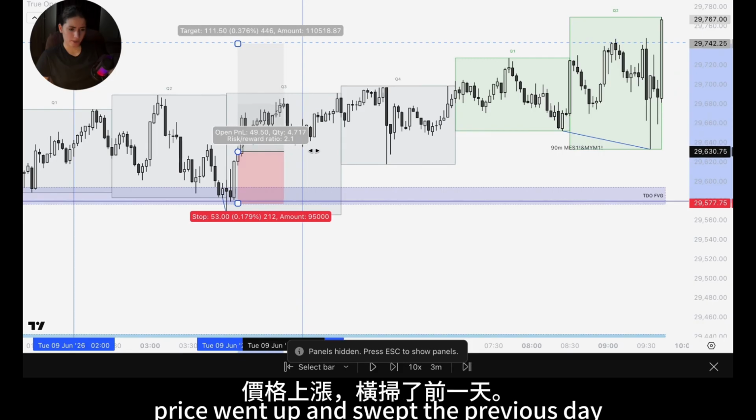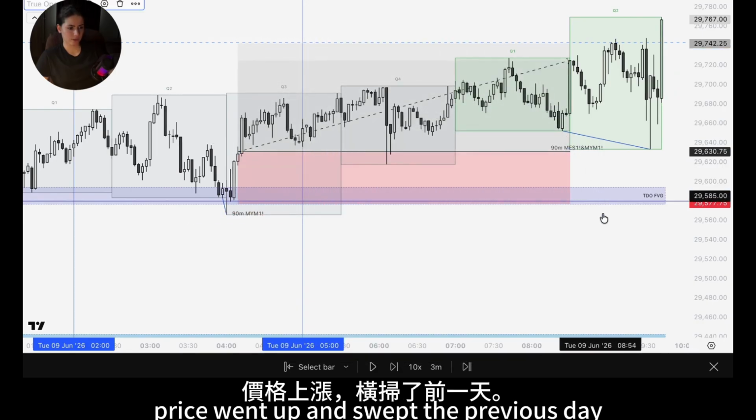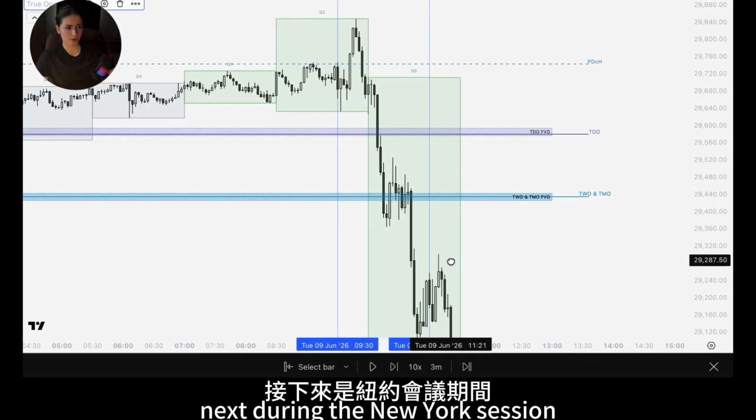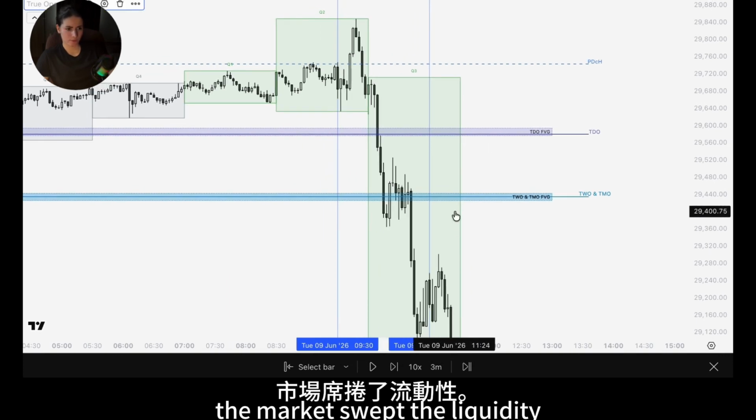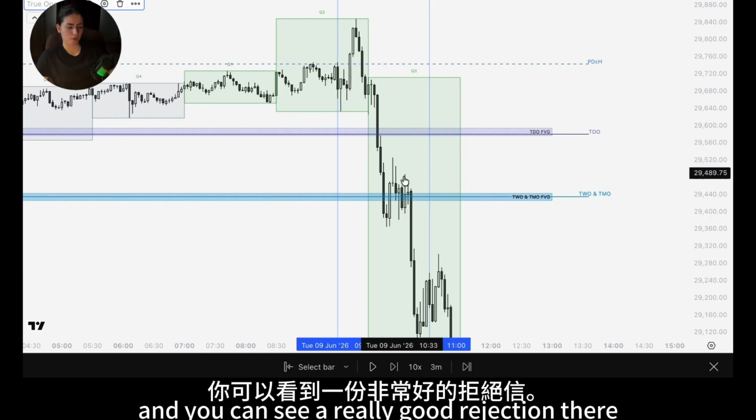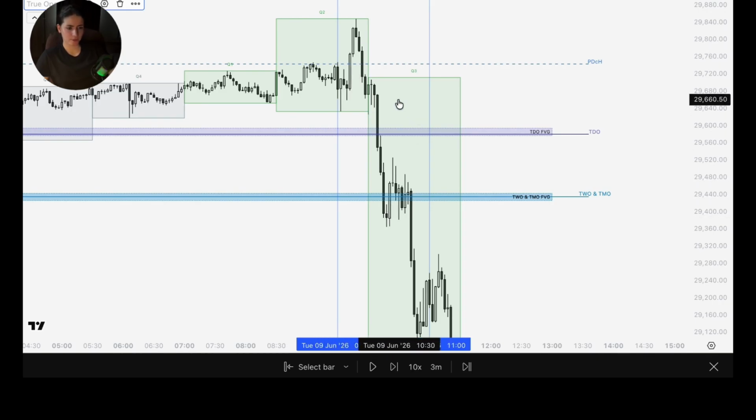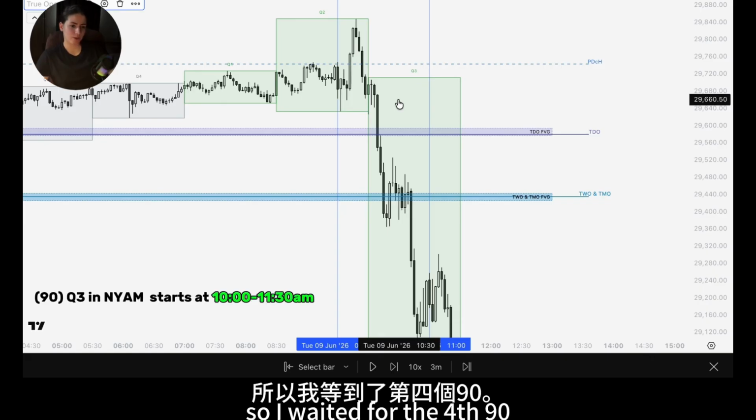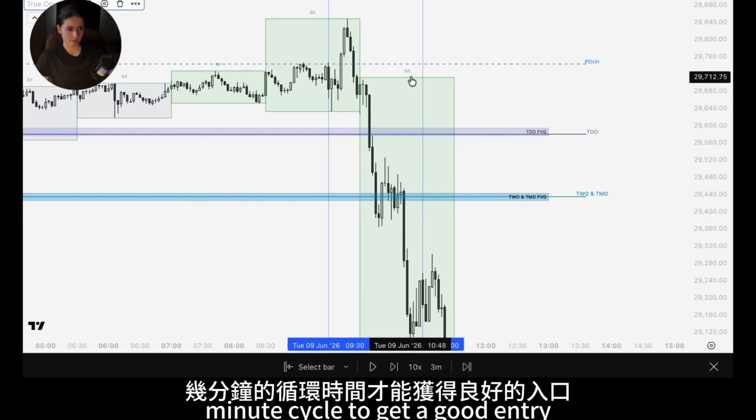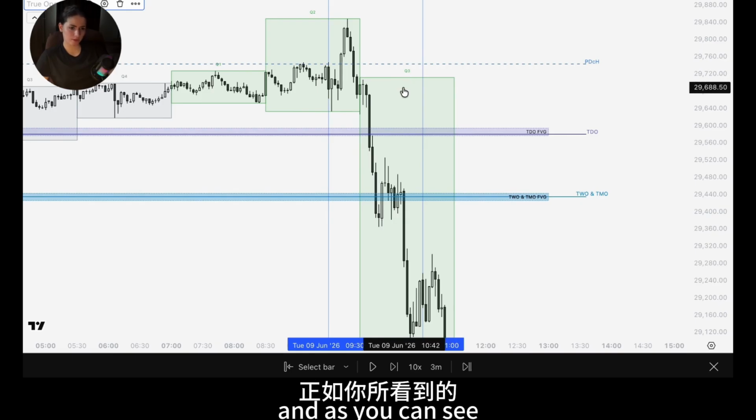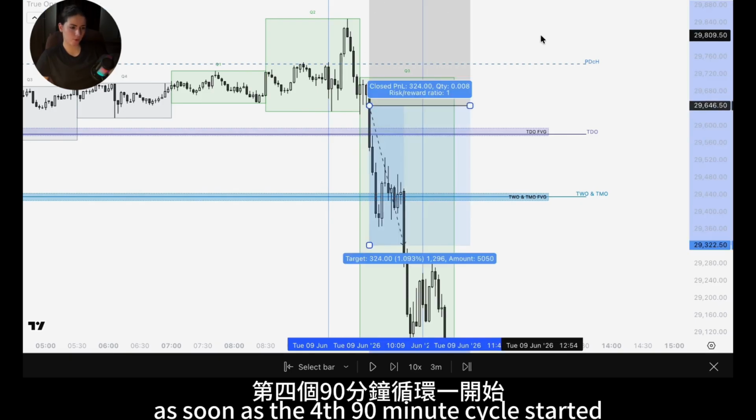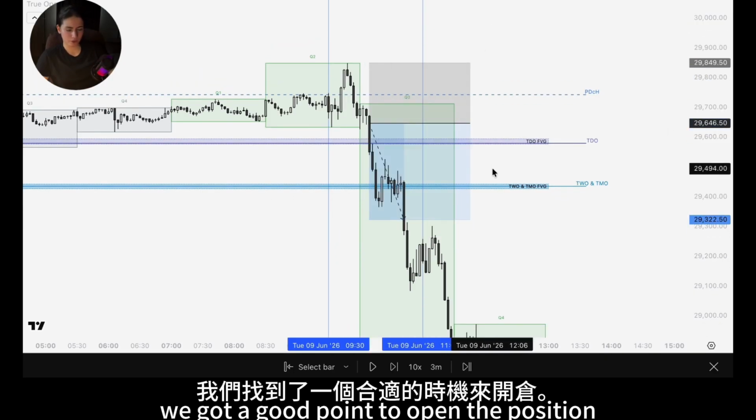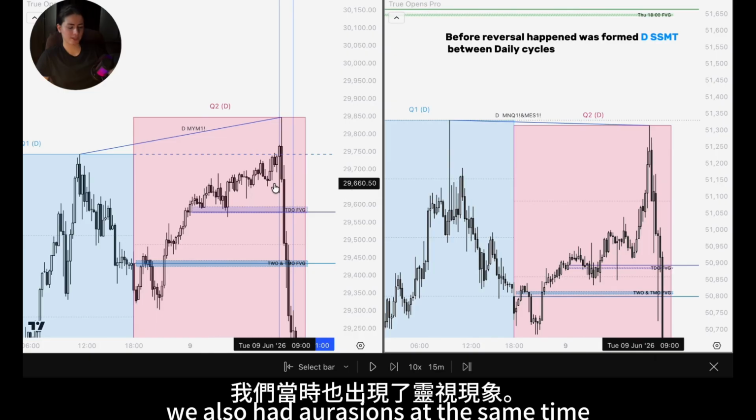As you can see, price went up and swept the previous day cycle liquidity. Next, during the New York session, the market swept the liquidity, and you can see a really good rejection there. As we know, the third quarter is usually the distribution. So I waited for the third 90-minute cycle to get a good entry. And as you can see, as soon as the third 90-minute cycle started, we got a good point to open the position. We also had a divergence at the same time.